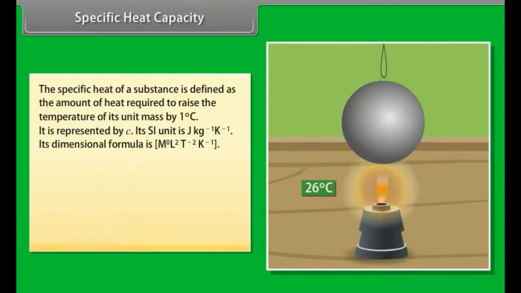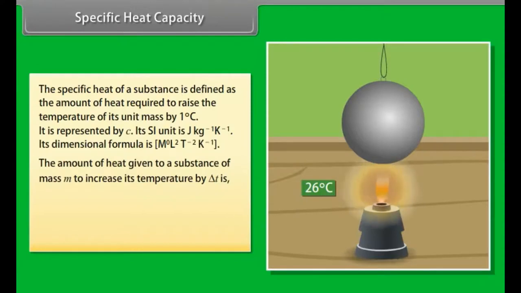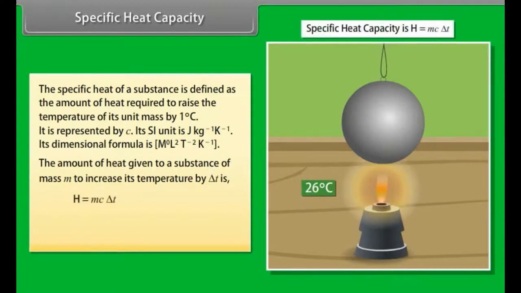The amount of heat given to a substance of mass m to increase its temperature by delta T is H is equal to mc delta T, where H is equal to amount of heat required and C is equal to specific heat of the body.